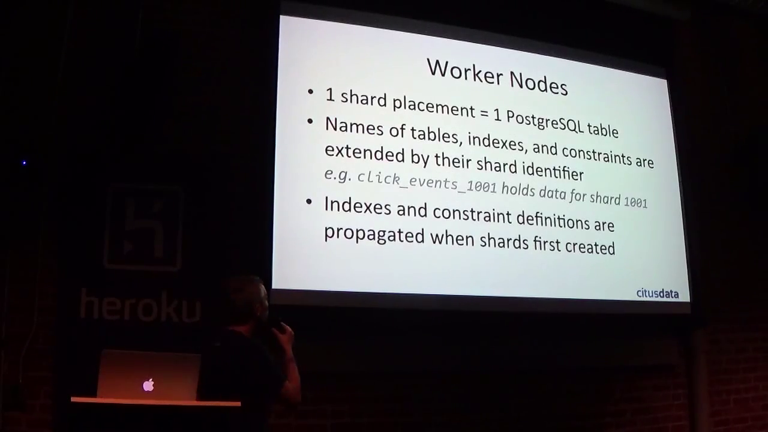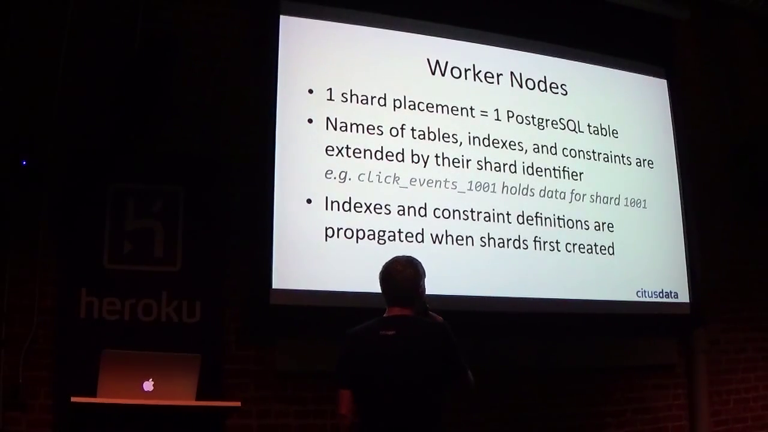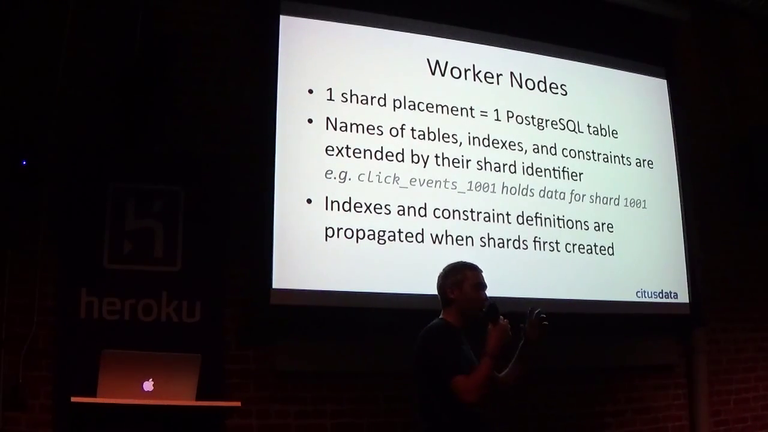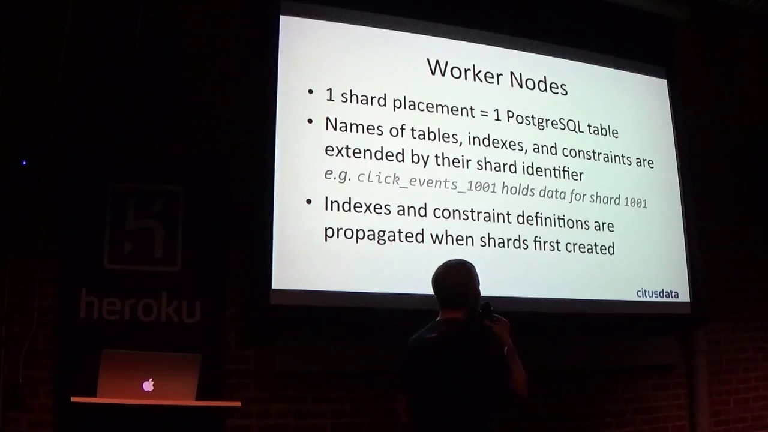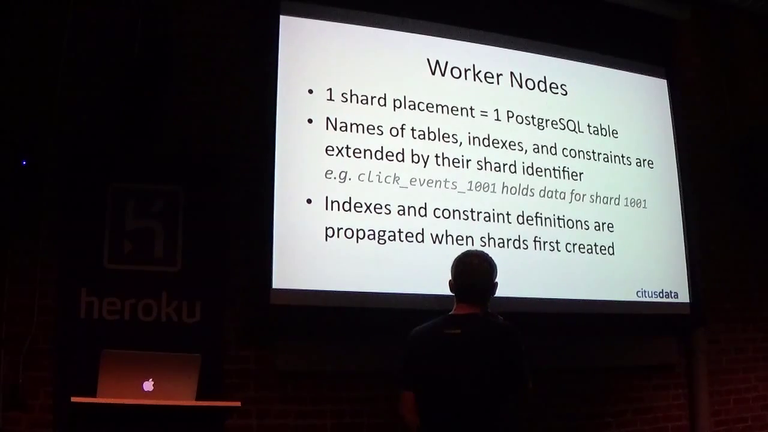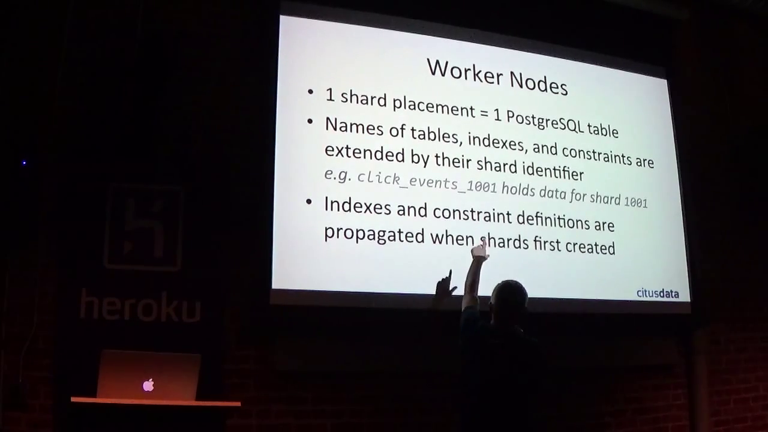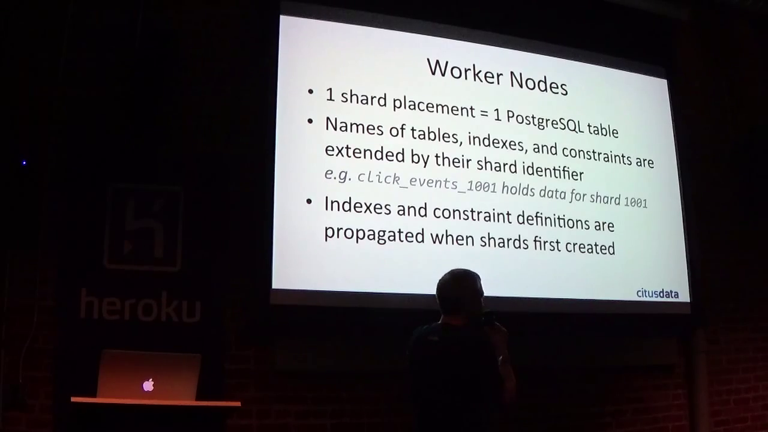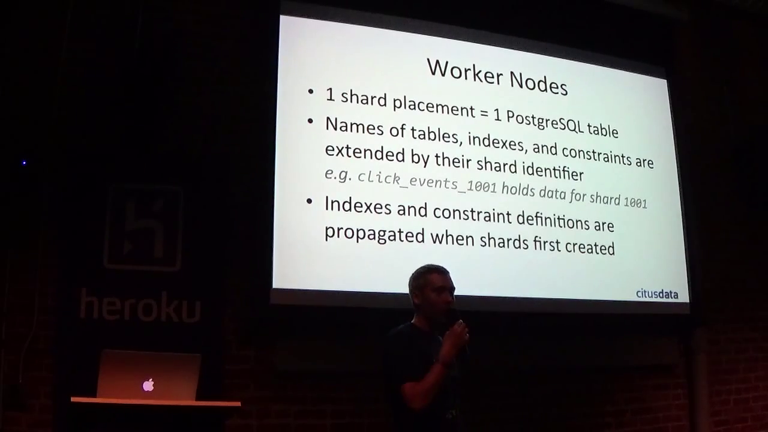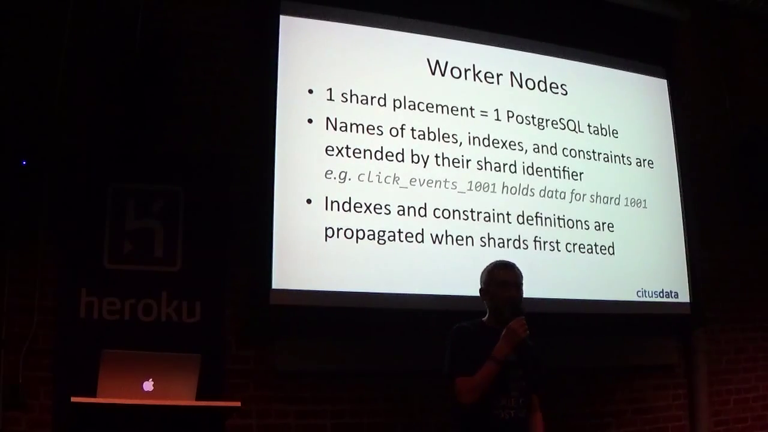On the worker nodes are regular PostgreSQL databases. If you log into them and do \d, you're going to see your regular PostgreSQL tables. So one shard placement is one PostgreSQL table. We extend the table names by the shard ID. So if you have a shard ID of 1001 in the previous table, the way you're going to see that is like click_events_1001, to make sure that the shards are unique.